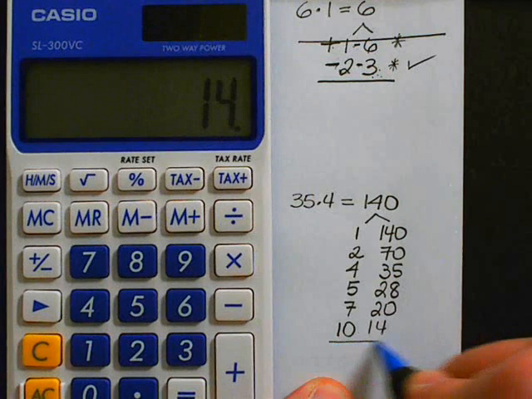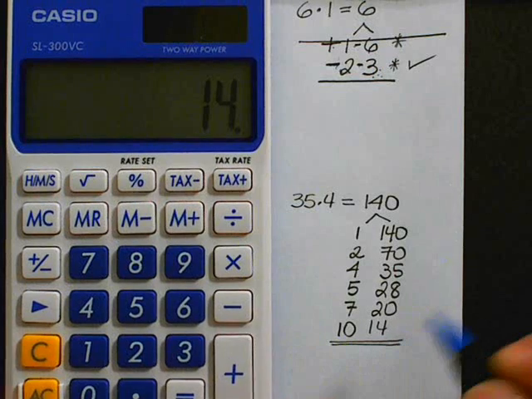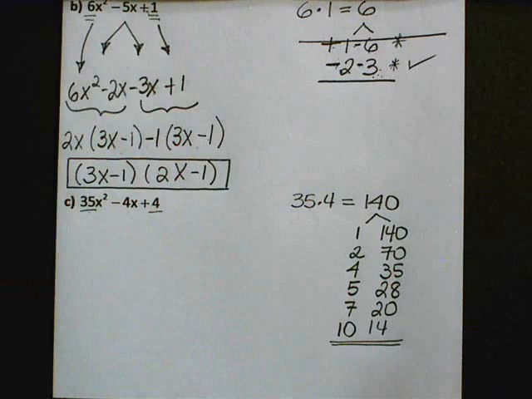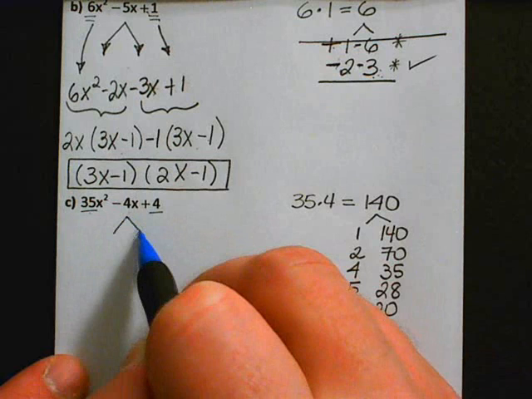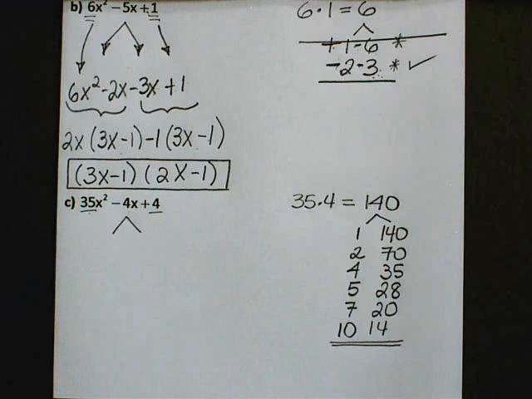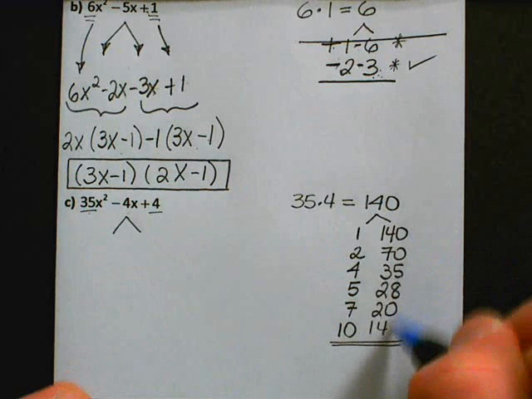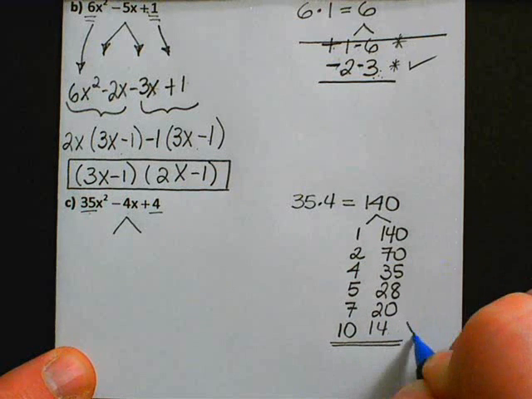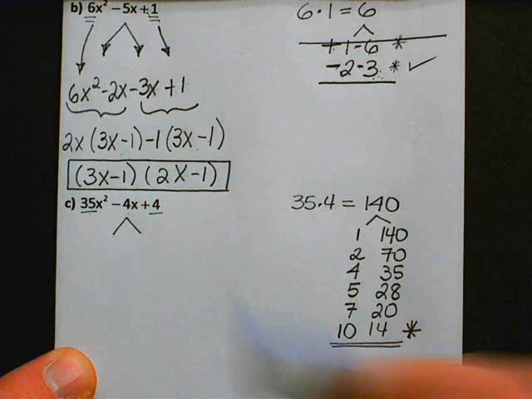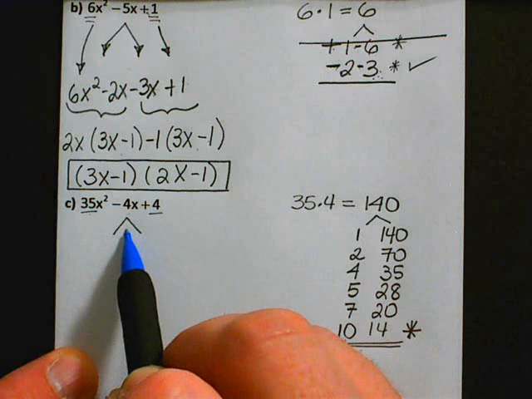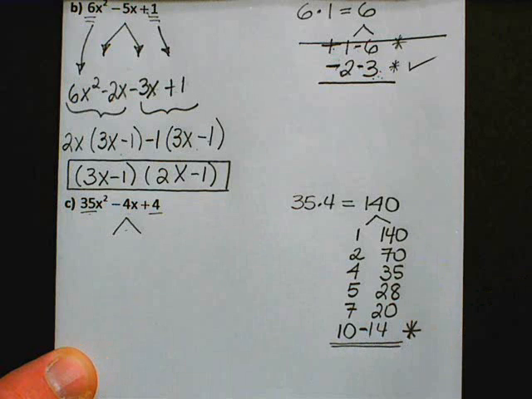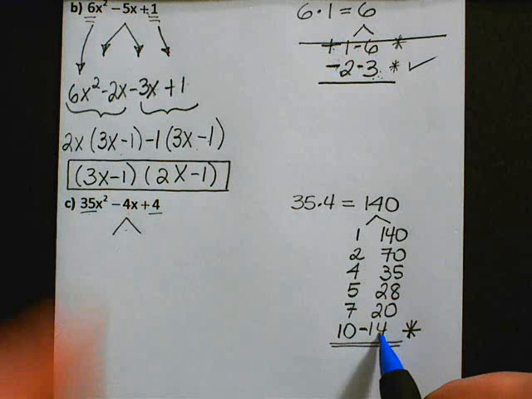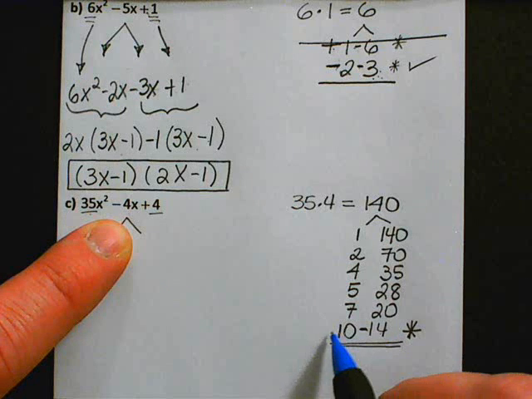Okay, now we're looking for the numbers that give us the middle term, -4. Well, the only thing that gives us 4 over here would be 14 and 10. We notice that the middle term is a negative number, so that means the biggest digit here will be negative. And if this is -14 and I need to get 4, then this would have to be a positive, because -14 plus 10 gives you -4.